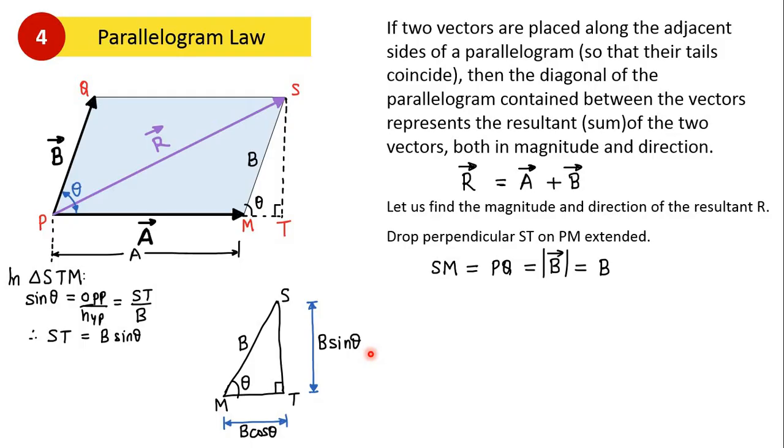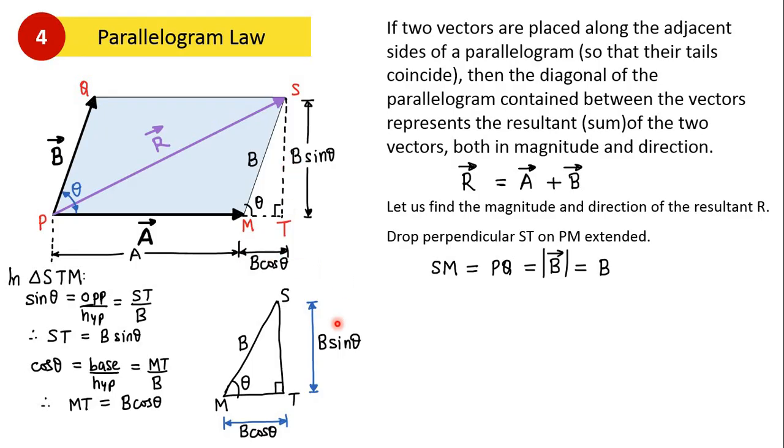Similarly, write down the definition of cos theta. In this triangle, cos theta is equal to base upon hypotenuse. The base is MT, and hypotenuse is B. Again by cross multiplication, B into cos theta is equal to MT. Hence this base length is B cos theta. So we can indicate it down here.